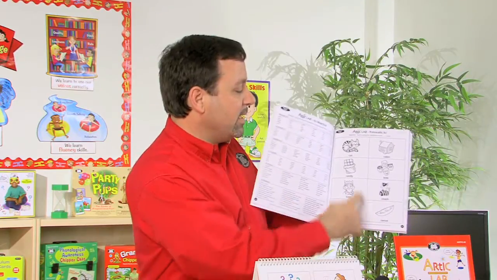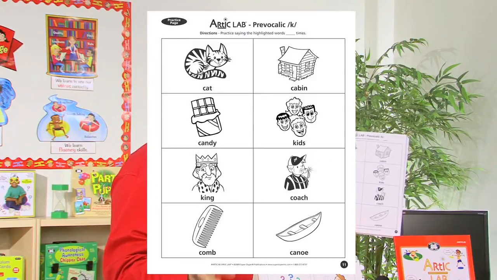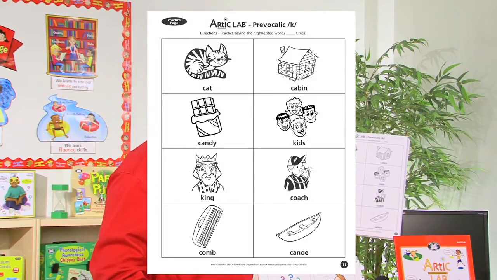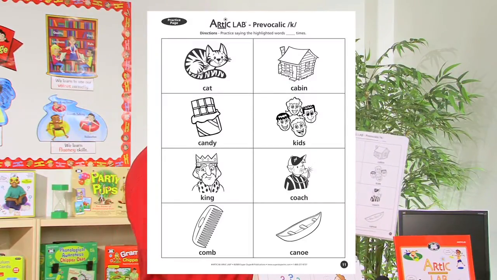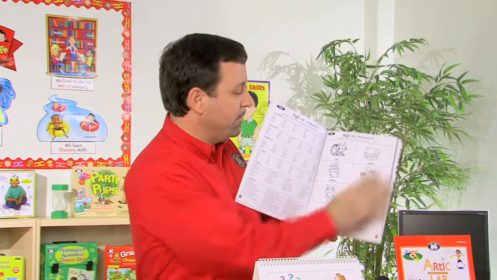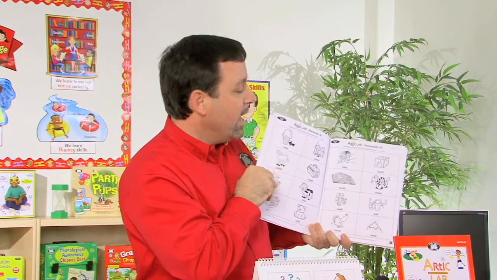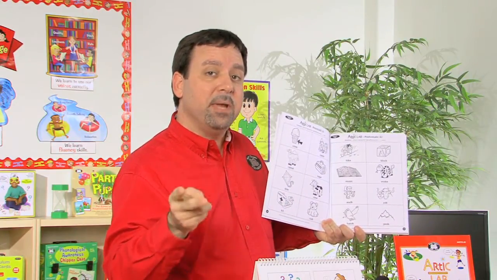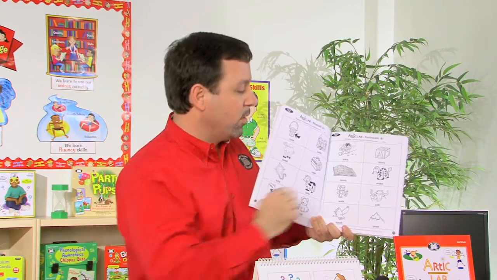And once we have the word list, then we're going to have different picture cards that are going to have K-filled sound pictures, and the students can use these to practice. For instance, cat, candy, king, etc. And as you see, these are going to target the initial, medial, and final position of these words.